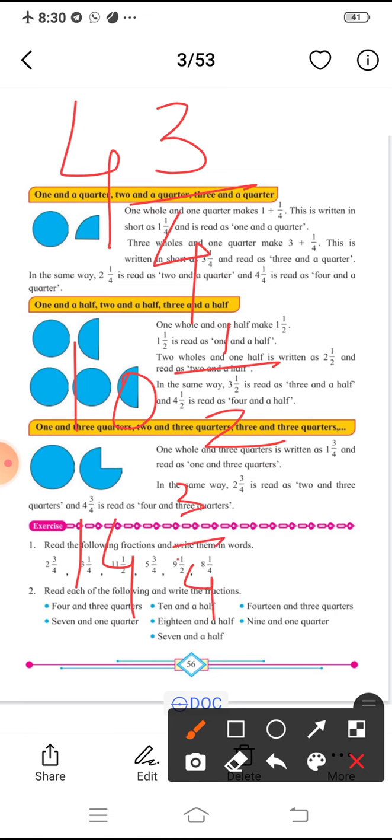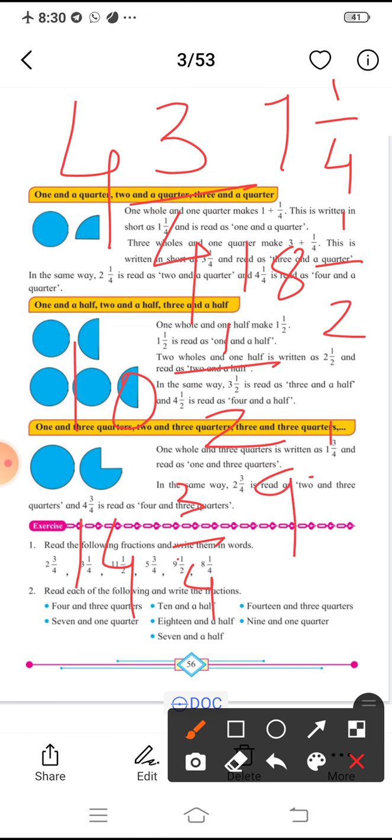Next one is 7 and a quarter. Quarter we will write as 1 upon 4. Then 18 and a half. 18 and it is half. Then 9 and 1 quarter. Easy enough, students?